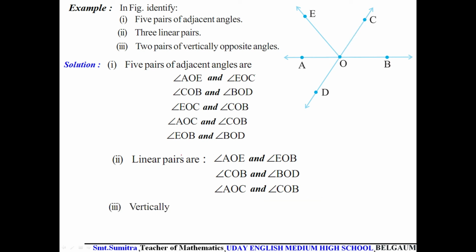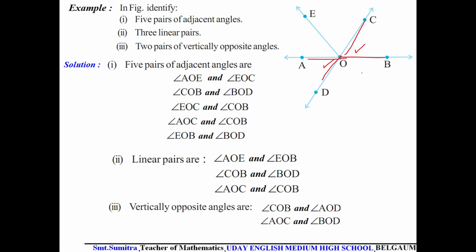Vertically opposite angles. What are vertically opposite angles? Here very clearly we see these two angles are vertically opposite angles, angle COB and angle AOD. Next, angle AOC and angle BOD. These two angles are vertically opposite angles.